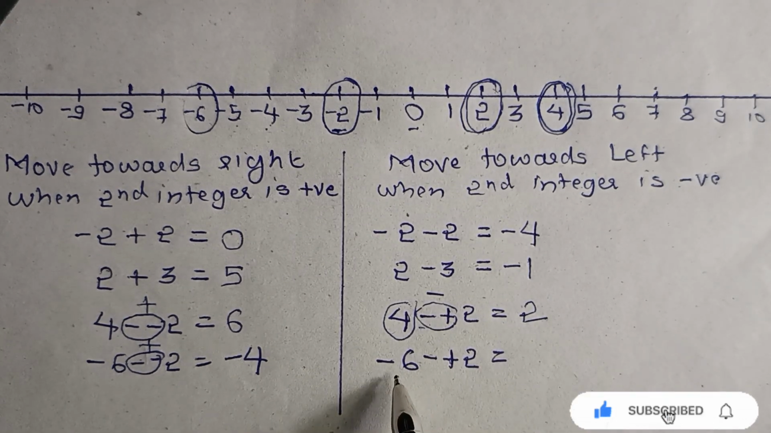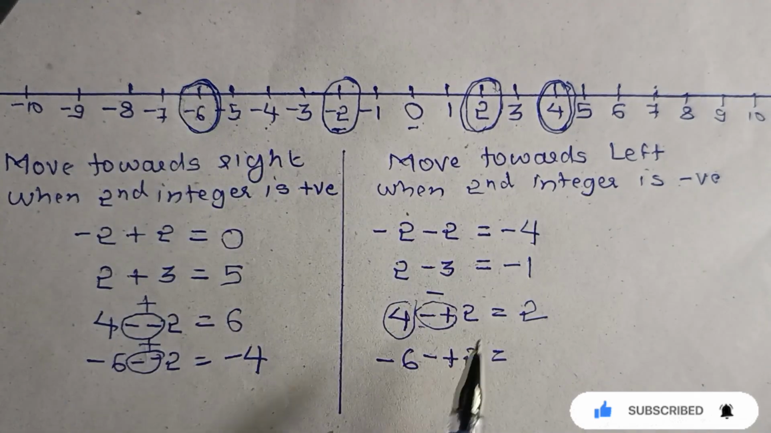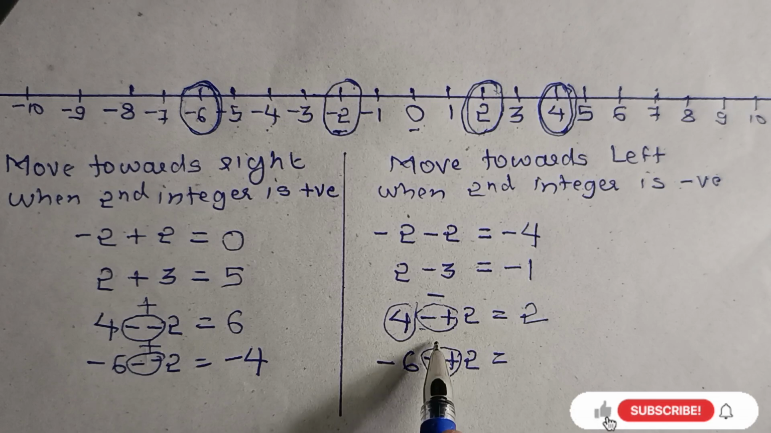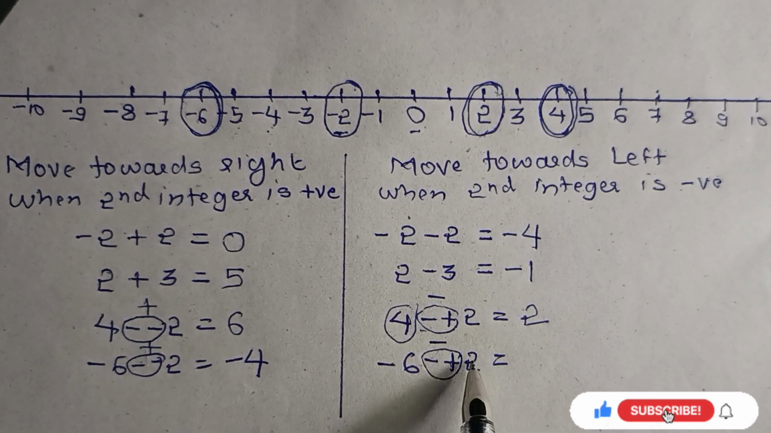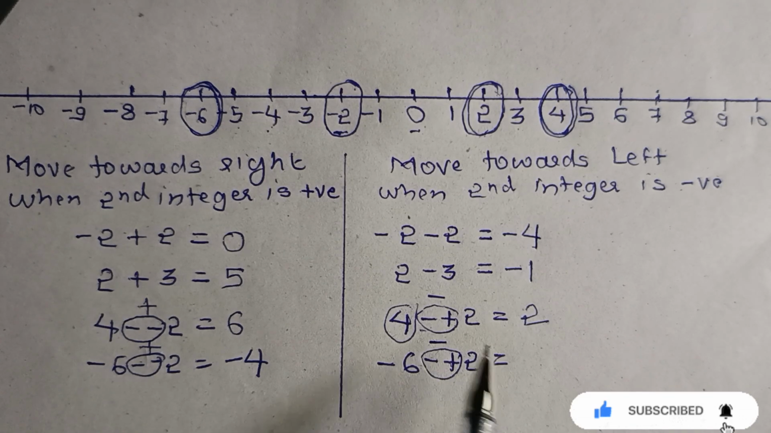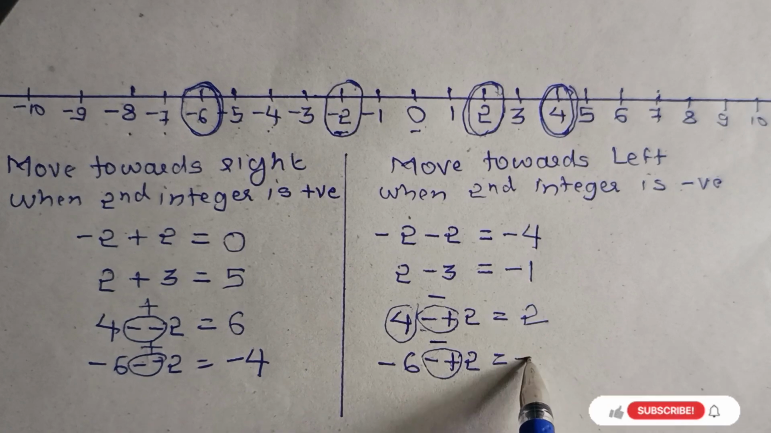Next case. The first integer is -6. And this is minus and plus. Therefore you have to write minus. So -2. The second integer is negative. Therefore you have to move towards the left-hand side. How many places? 2. 1, 2. So the correct answer is -8.